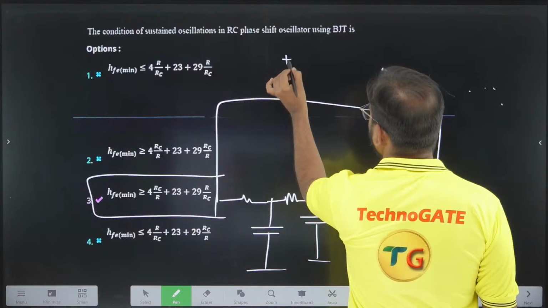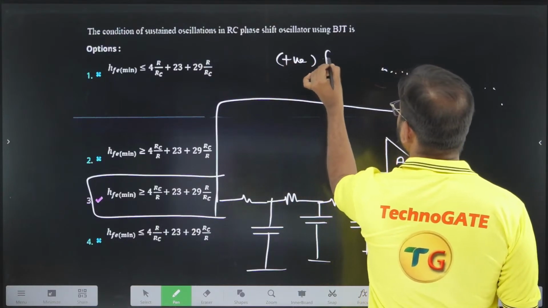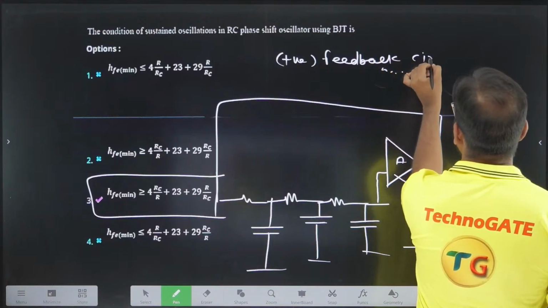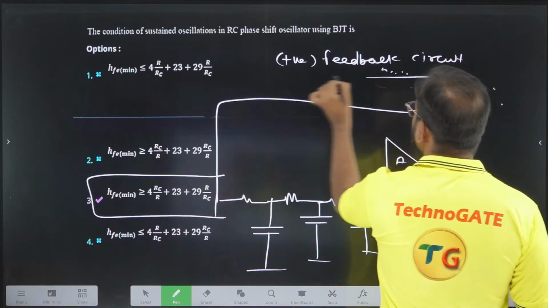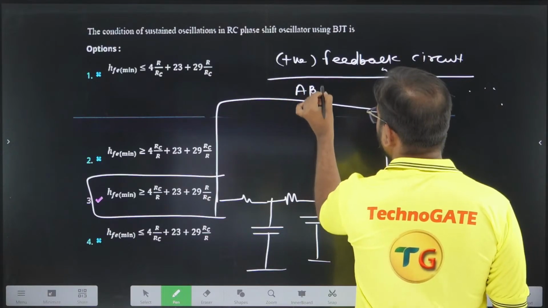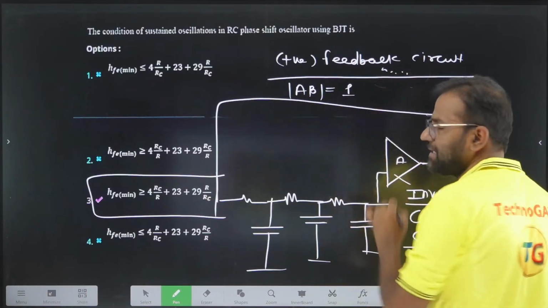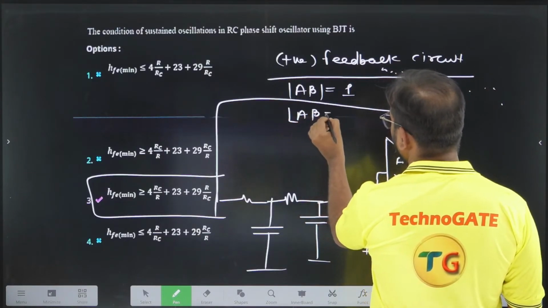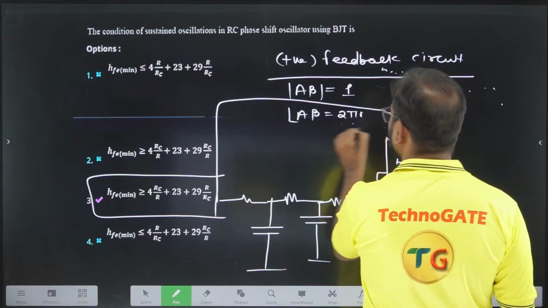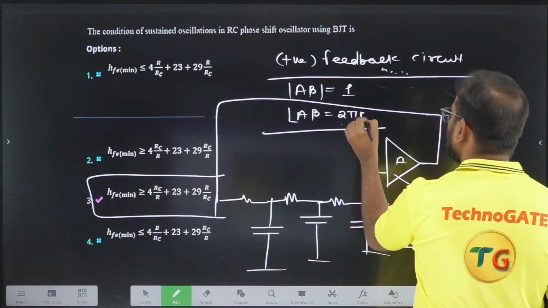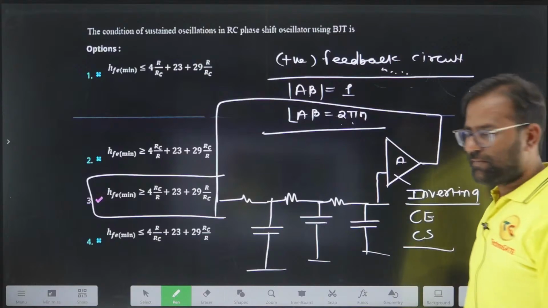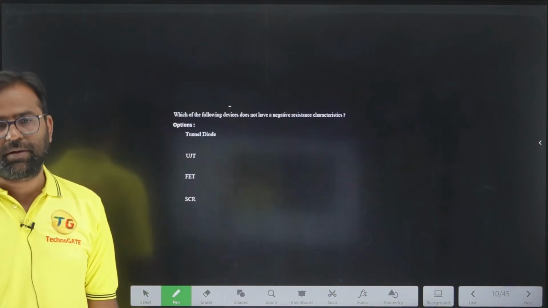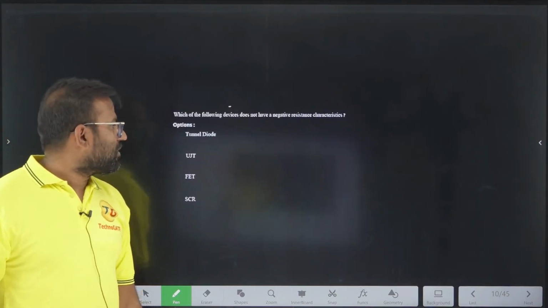Remaining information I can give: a positive feedback circuit with sustained oscillation follows the Barkhausen criteria. Mod of A beta equals 1, where beta is the feedback factor, and angle of A beta equals a multiple of 2 pi. This is the Barkhausen criteria for sustained oscillation, but we cannot derive it in the exam, because this is just a formula, you have to remember it. Let's go to the next question.